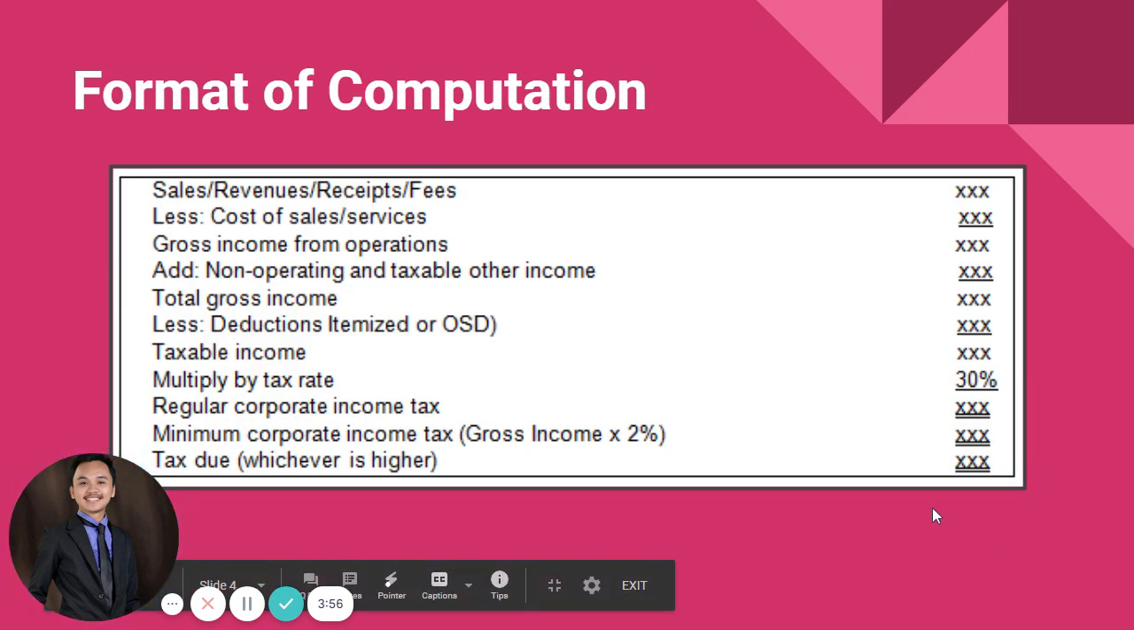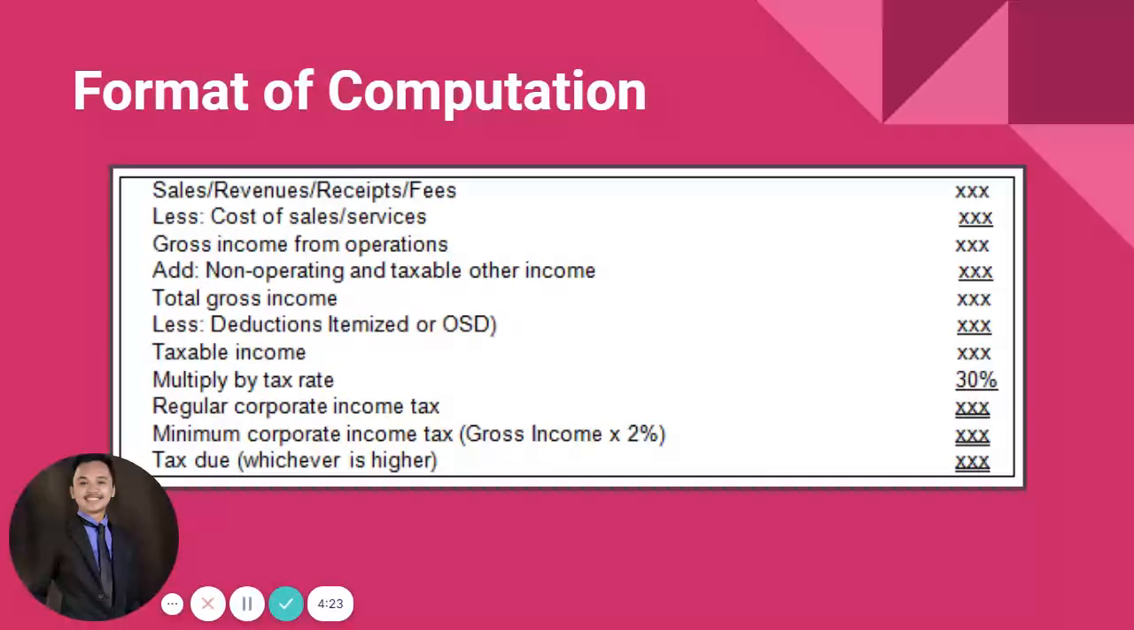Okay? Now, we have here the format of computation for the tax due of a corporate taxpayer if ever the corporate taxpayer has already operated for more than 3 years. So again, we need to compute for the tax due using the regular corporate income tax of 30%, and we need also to compute for the MCIT because the tax due again is the higher between MCIT or your RCIT.